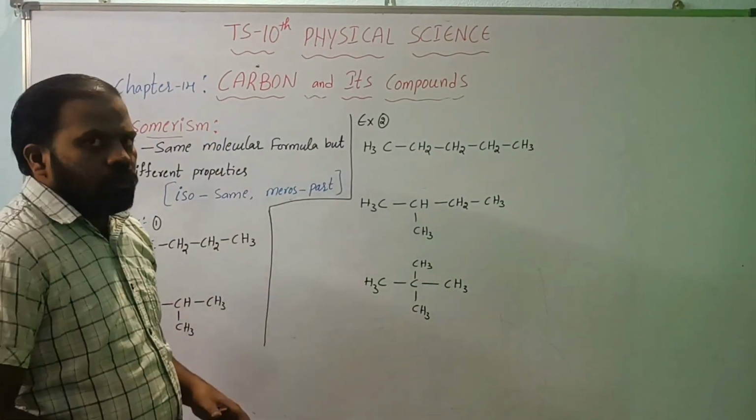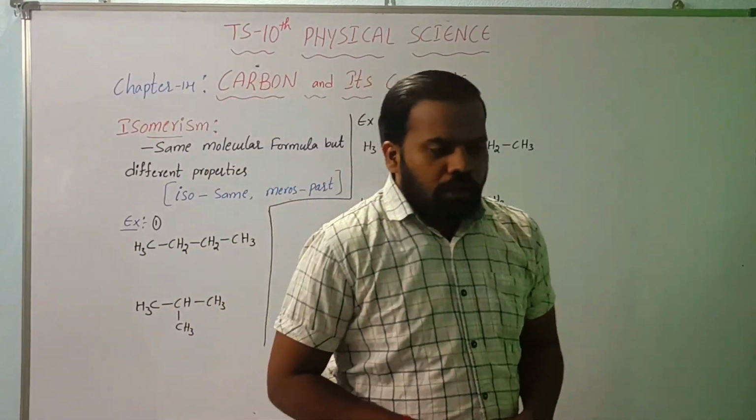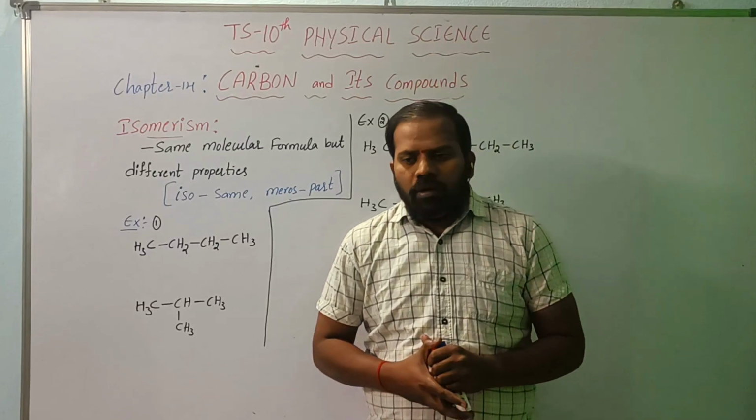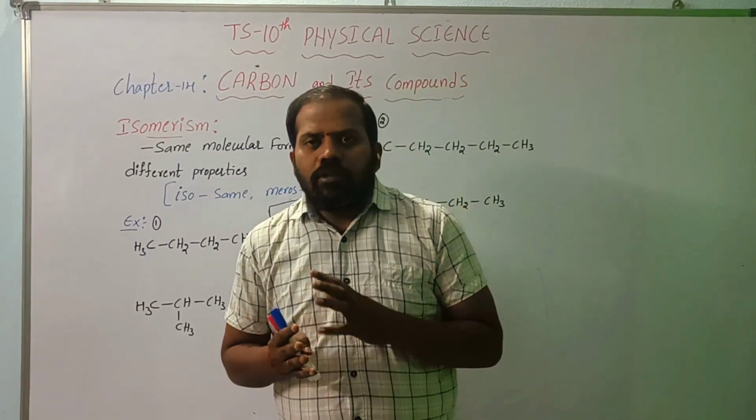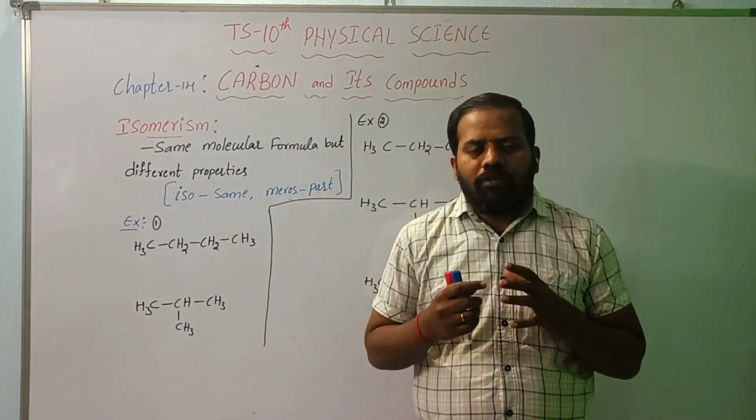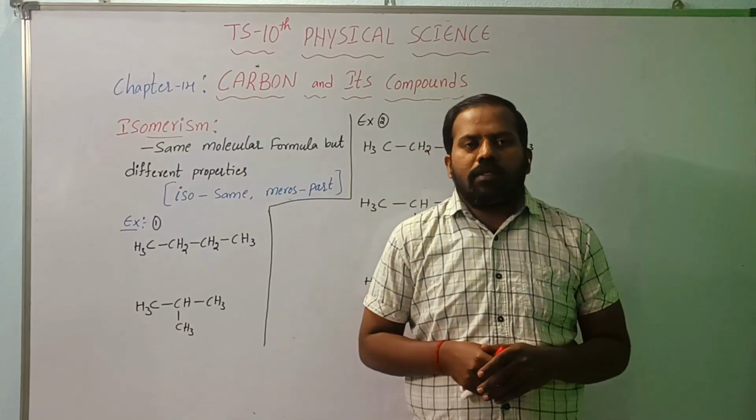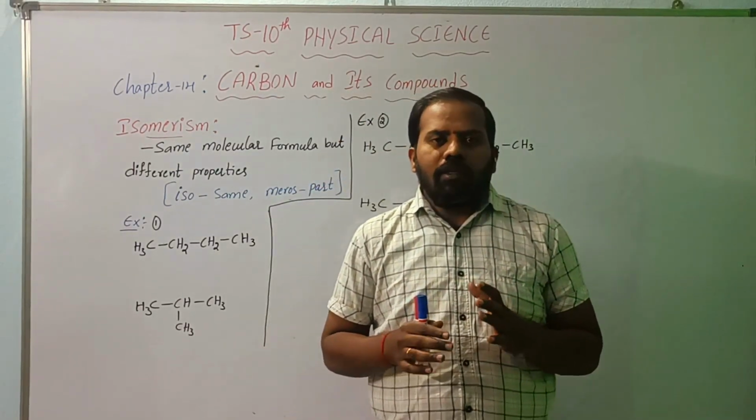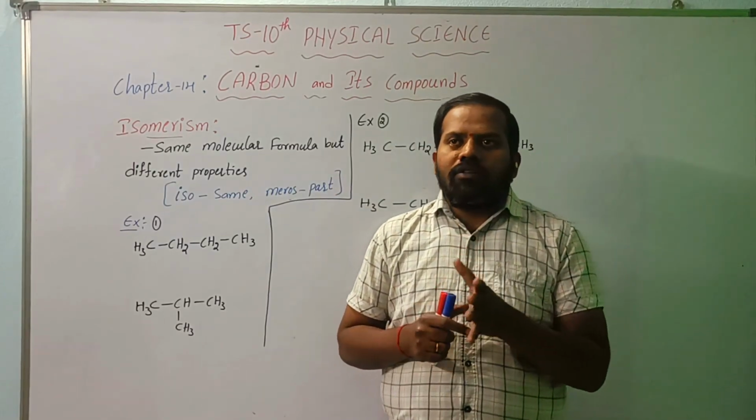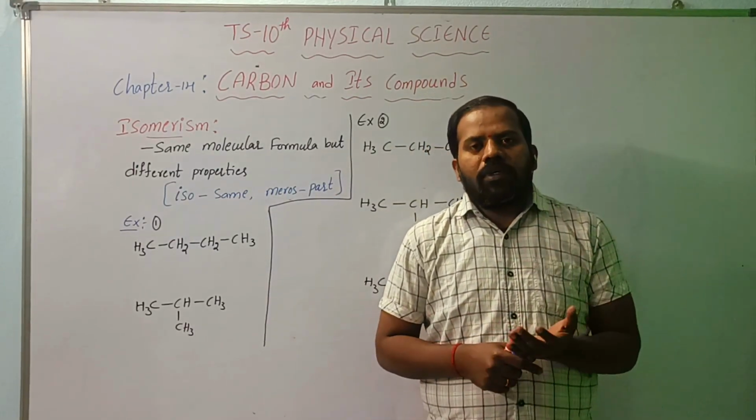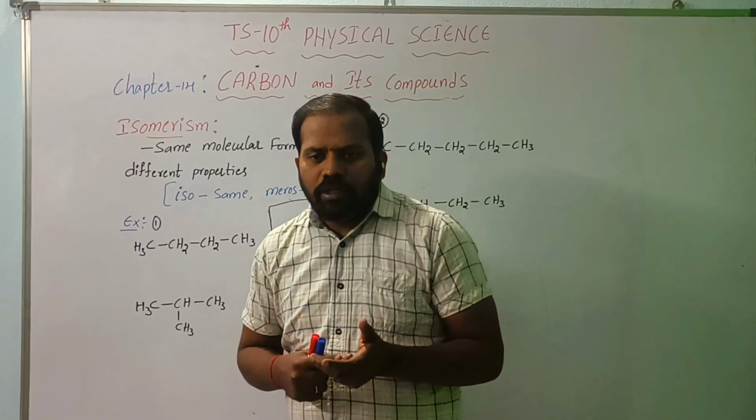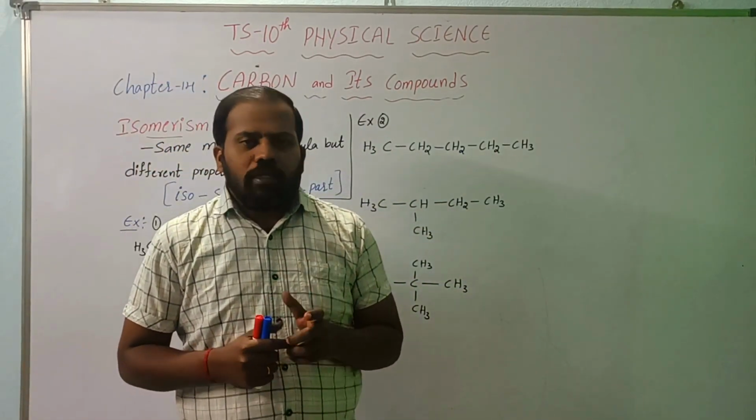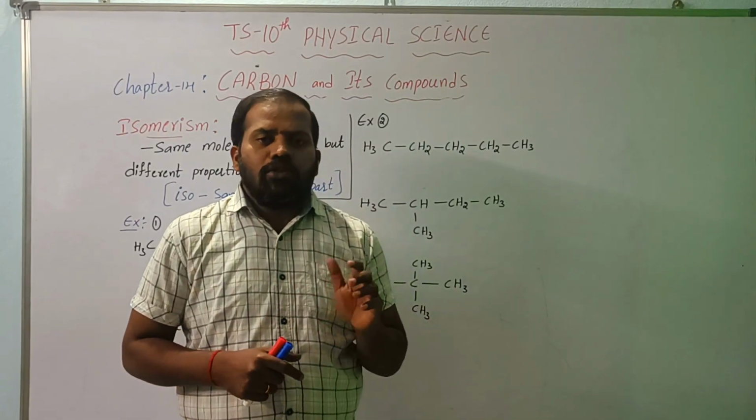Now, isomerism. What is isomerism? Same molecular formula but different structures. A structural difference gives structural isomers. If the functional group is different, they are functional isomers. If the position is different, they are positional isomers. The major concept is that the molecular formula should be the same, but it differs in position, structure or functional group. Those are called isomers, and this phenomenon is called isomerism.